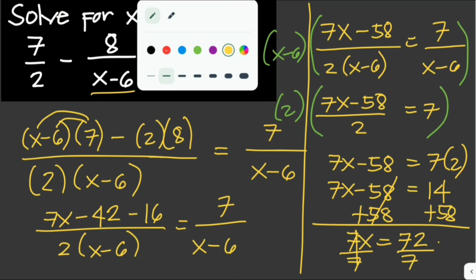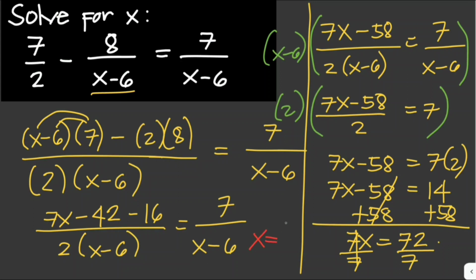So x here is equal to 72 over 7, which is an improper fraction, and you can always write this in decimal form or mixed number form. I hope you understood everything, and I hope you'd be able to solve rational equations on your own.